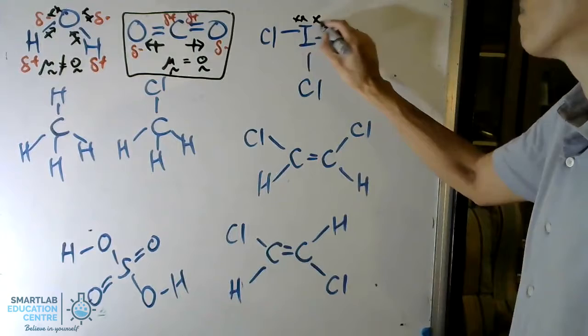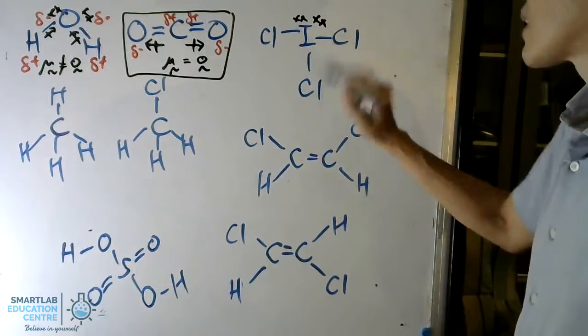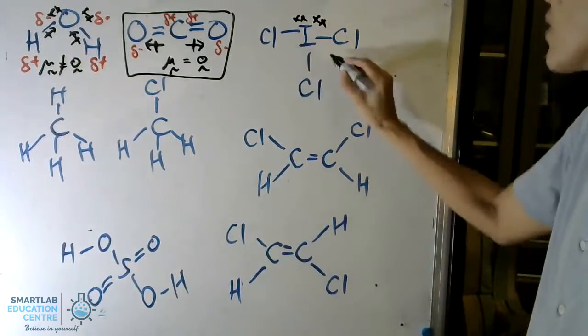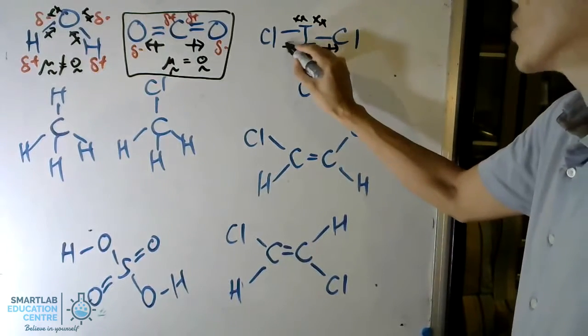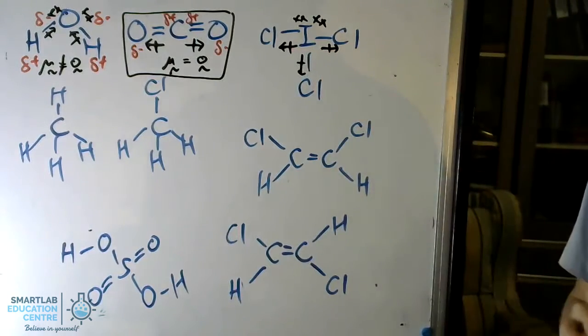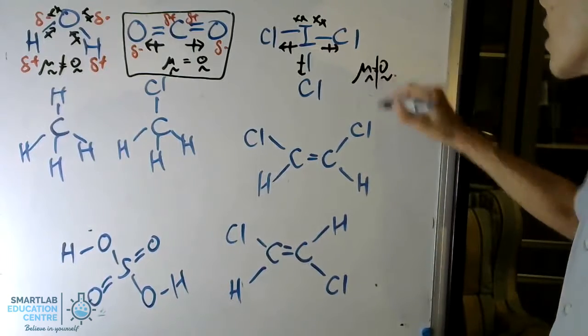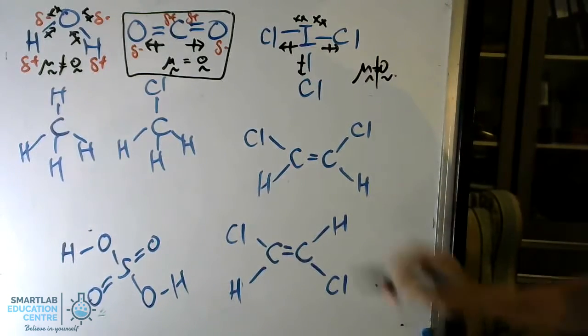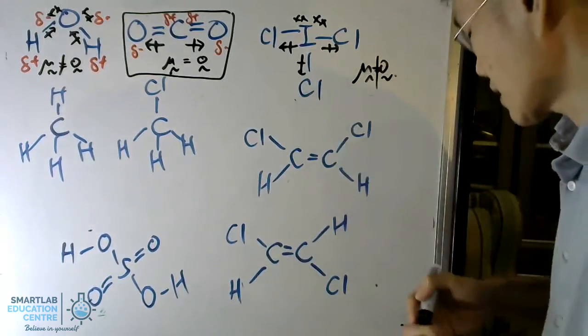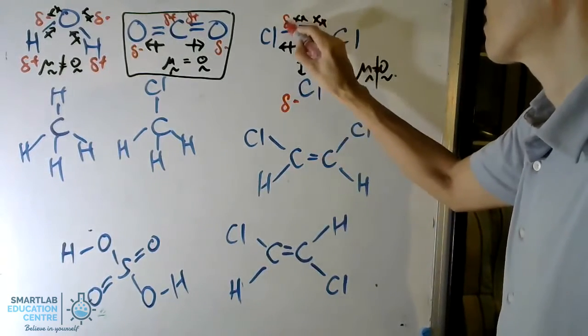ICl3 has two lone pairs and three bond pairs, and the shape is T-shape. As you can see in the dipole moments, chlorine is more electronegative than iodine. These two dipole moments are equal and will cancel each other out, but this one will not be cancelled. Therefore, the molecule is polar. In this case, we can label this as delta minus, delta plus.